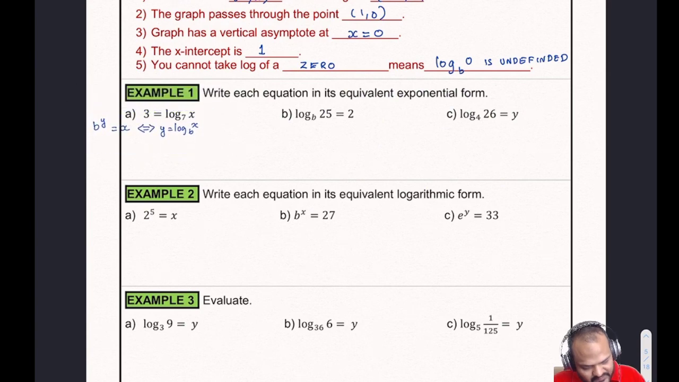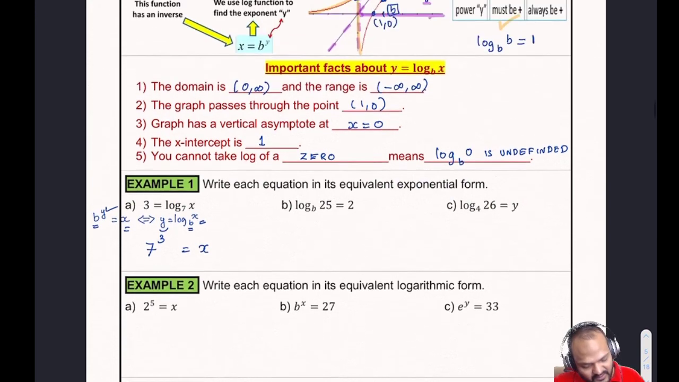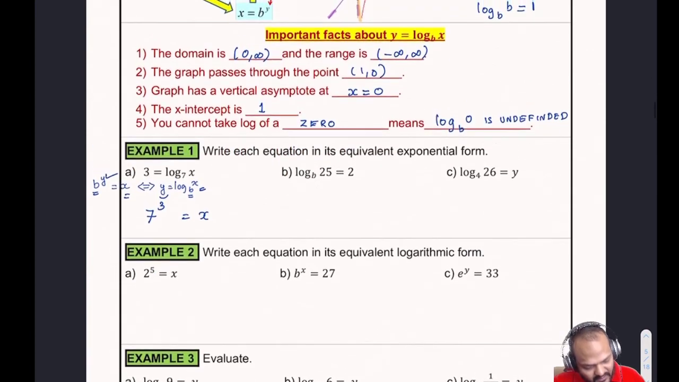All right, so if you see this, b goes here, so 7 goes as the base, and the x is supposed to be on the other side, and the y is supposed to be on the power. So I have 7 cubed equals x. So that is the equivalent form here, and that is the answer for part A.